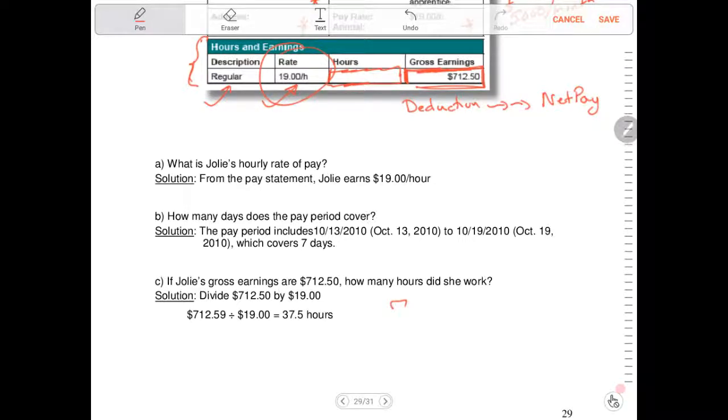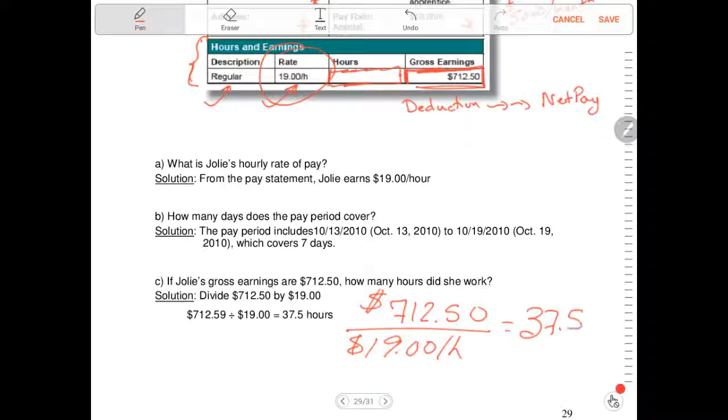This one here, they want you to figure out how many hours were worked. Well, the gross income was $712.50. And we know that this person makes $19 per hour. So if you go $712.50 divided by $19 per hour, you get 37.5 hours.